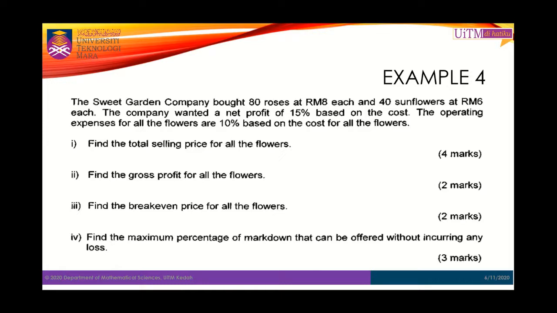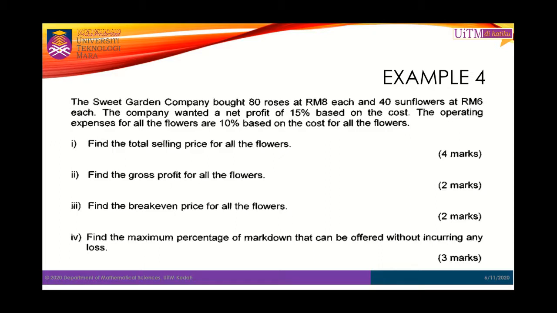Okay, the next example states that the Sweet Garden Company bought 80 roses at 8 ringgit each and 40 sunflowers at 6 ringgit each. The company wanted a net profit of 15% based on the cost, and the operating expenses for all the flowers are 10% based on the cost for all the flowers.